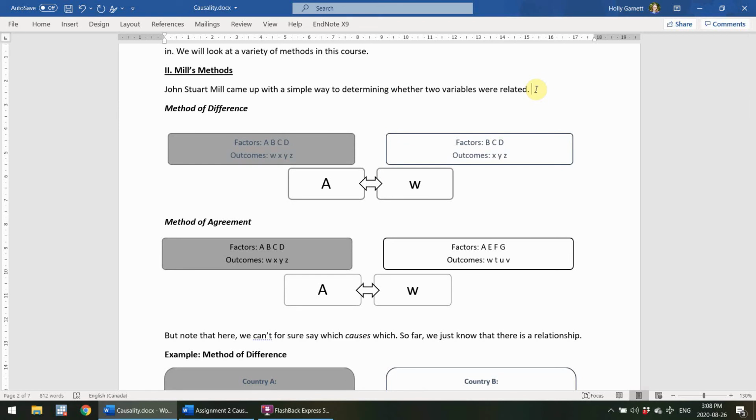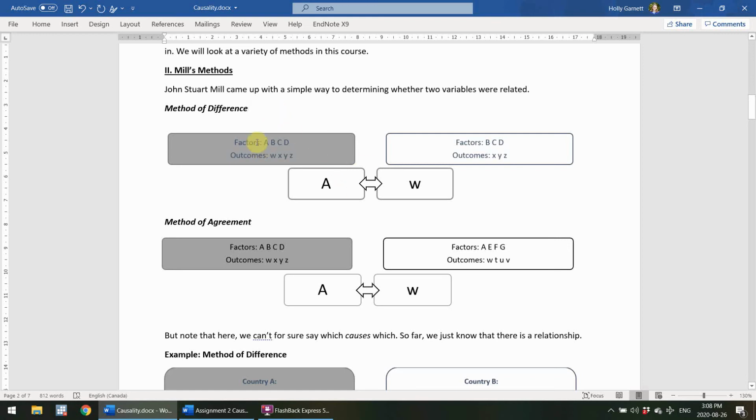It's really nice to look at this, even just for the logic, to understand how we might go about testing a hypothesis. He came up with a number of different ways. I'm just going to show you two, the method of difference and the method of agreement, to see whether two variables are related.